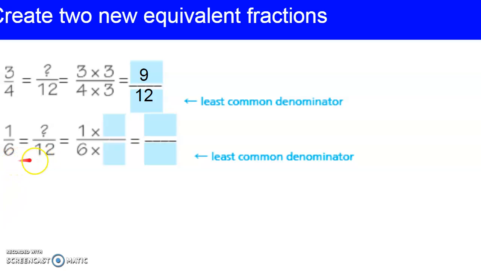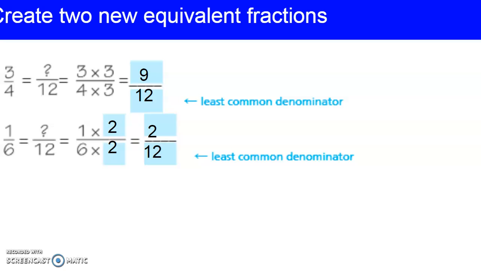6 times what equals 12? If you were thinking 2, you're right. Because we multiplied the 6, the denominator, by 2, we need to do the same thing to the numerator to create an equivalent fraction. What's our new equivalent fraction for 1/6? If you said 2/12, you were right.